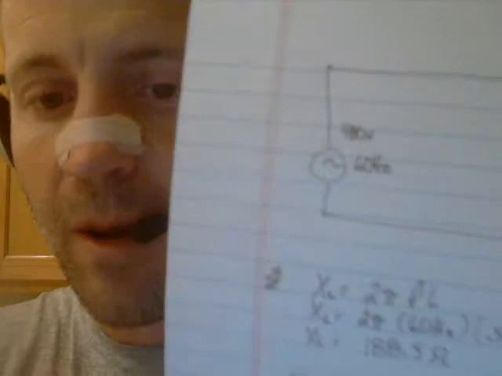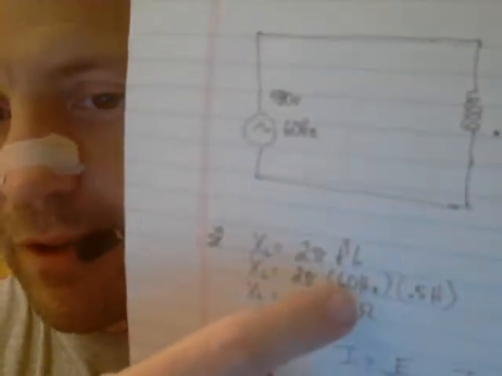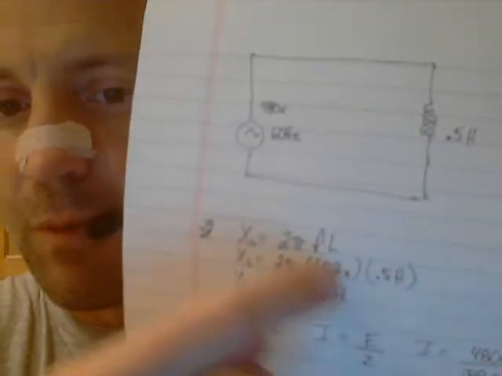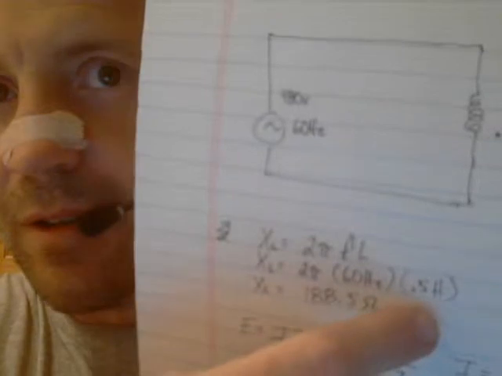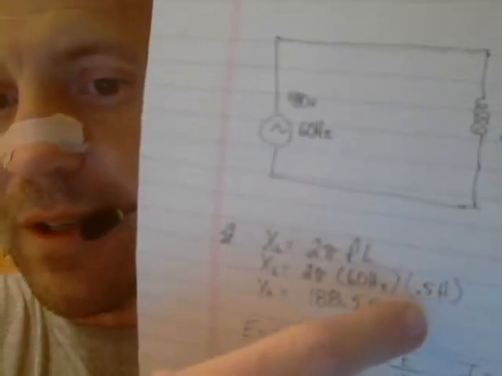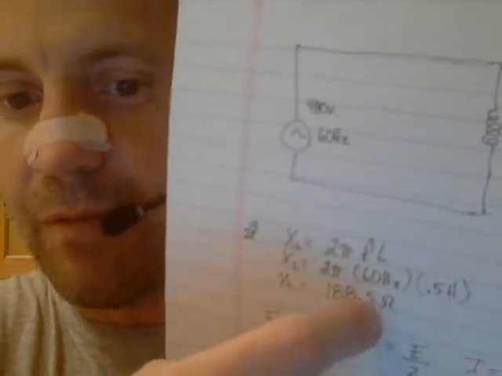And so this 0.5 henries we can use to figure out how much opposition to the current flow we have in this circuit. So we take our formula, 2 times pi. We know that the frequency is 60 cycles a second, or 60 hertz. So we multiply that by 2 pi and then by the inductance value of 0.5. And this gives us an overall reactance value of 188.5.